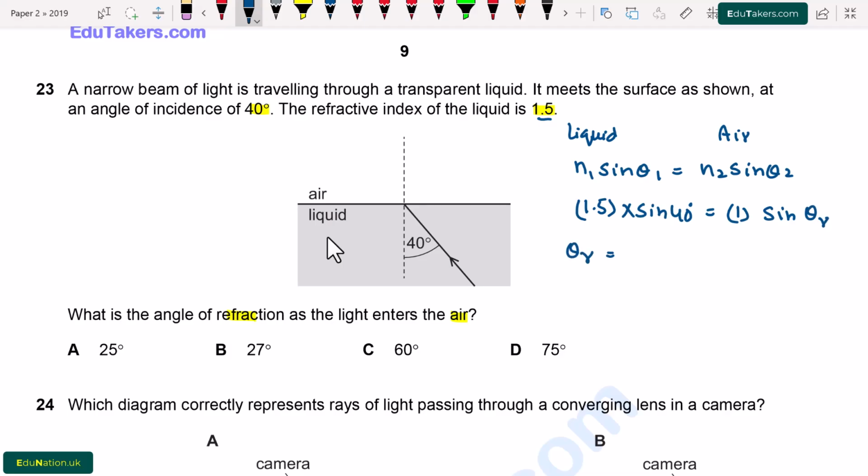θr will be equal to sin inverse of 1.5 multiplied by sin of 40 degrees. So the angle of refraction will be equal to sin inverse of 0.963, which is equal to 75 degrees. So from here option D is correct.